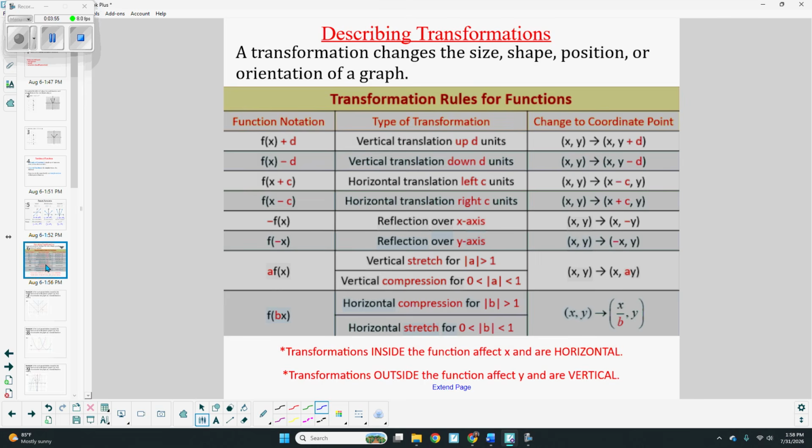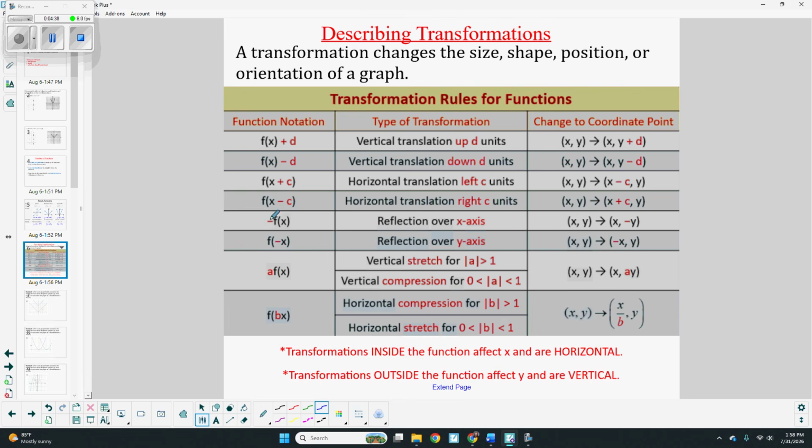The transformations that can occur, they can change the size, shape, position, or orientation. So if we add a number after the x, it's not added to the x, it's added after the x or after the function, that's a vertical translation, up or down. Positive is up, negative is down. If it's with the x, right, inside the parentheses with the x, happening to the x, that's a horizontal translation. And it's actually the opposite of what you would think. Plus a number inside really means going left that many units, and minus the number really means going right that many units. So up and down were the normal signs, but left and right are going to be the opposite of what you would normally think.